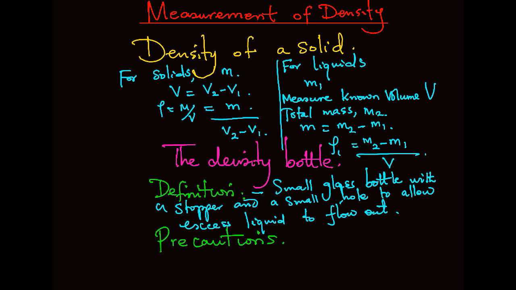In using the density bottle, we proceed by finding the masses of the liquids and then applying the formula that has already been discussed above, so that the density of the liquid is equal to m2 minus m1 over the volume.